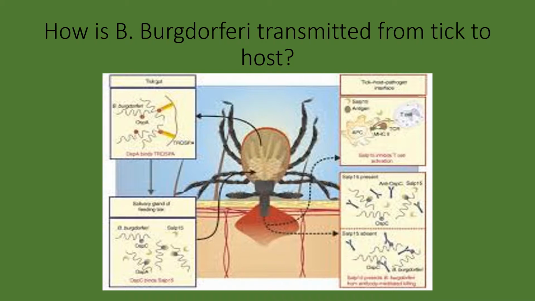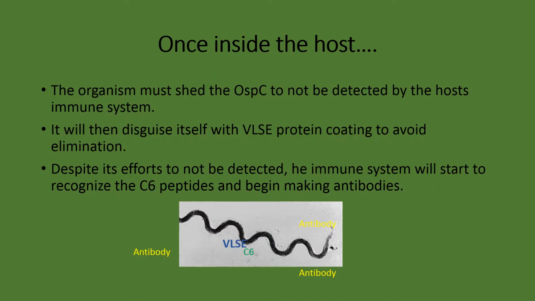At that point, OSP-C is expressed to promote movement into the host. So at that point is when it moves down from the tick gut and into the actual host animal. Once inside the host, the organism will shed the OSP such that it's not detected by the host's immune system. At this point, it disguises itself with a protein, VLSE, to avoid elimination by the host immune system.